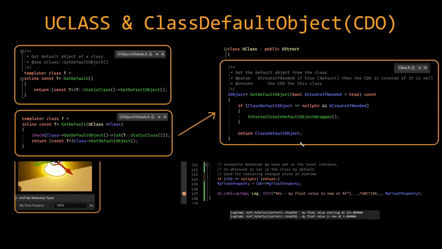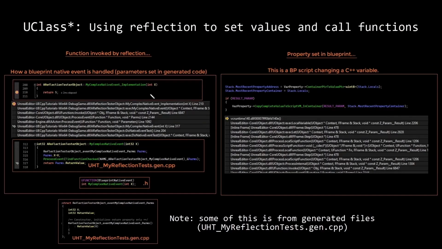Be aware of that when trying to get a CDO, that you make sure you call the right function for what you need. And so in the C# and Java code, we saw us writing values back to properties and calling functions. So here's some examples from code that do that. Here we have a function invoked by reflection and a property set in blueprint.